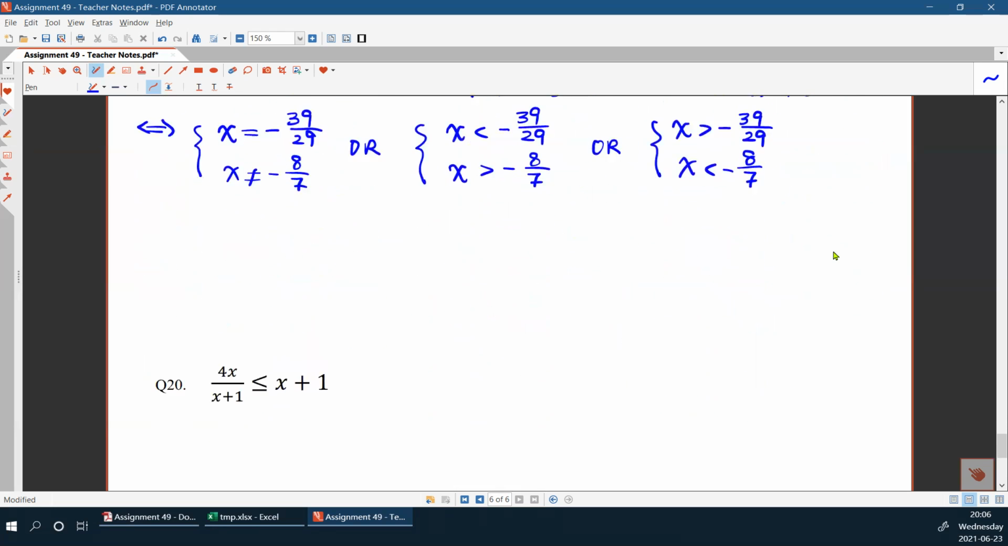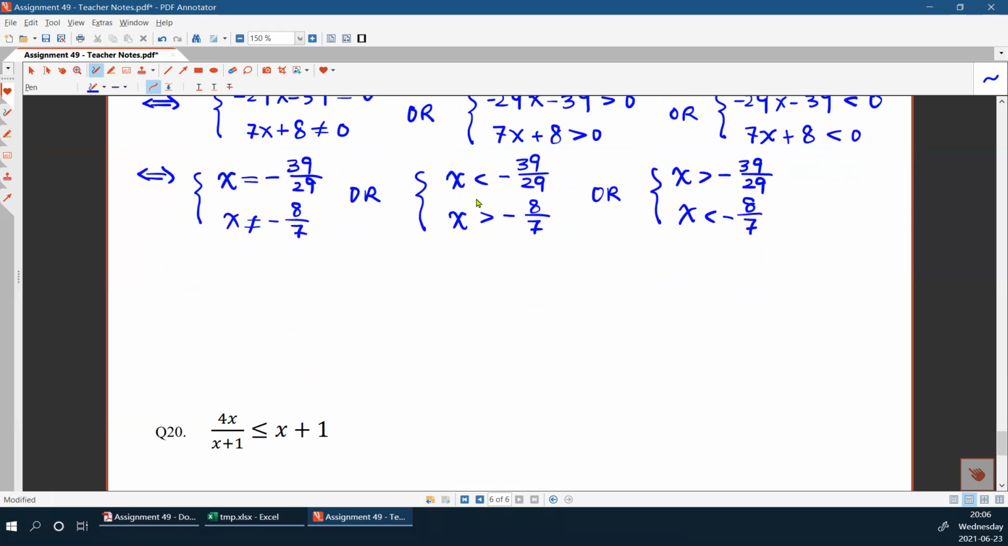Okay, now let's see if we can combine these three solutions. First of all, x is minus 39 over 29. Of course, if x is this number, x cannot at the same time be minus 8 over 7, right? So the solution of the equation is x can be minus 39 over 29, right? And for the inequalities, we need to check the relative positions of the two numbers, right?